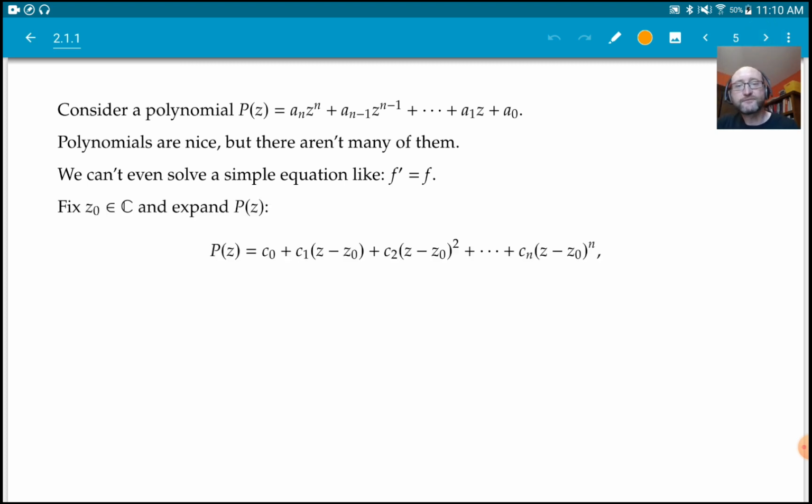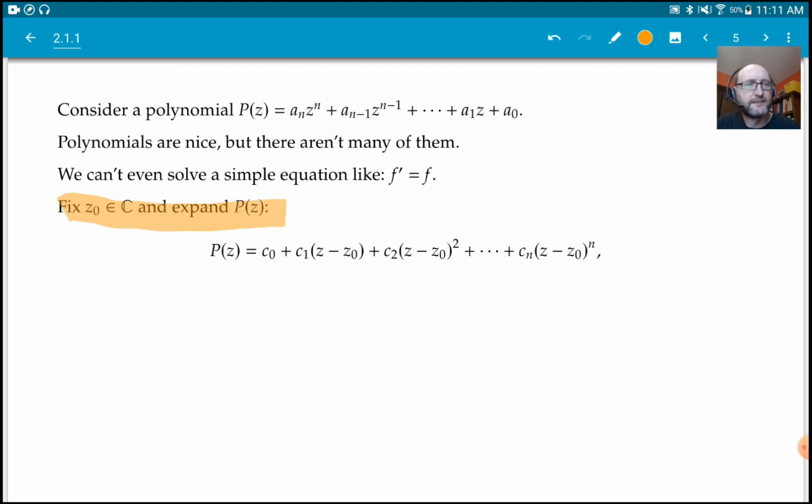So let's look at one property of polynomials that we can generalize, that we can try to figure out. Well, let's look at other functions with that property and study those. That's essentially what we're going to do in this entire course.